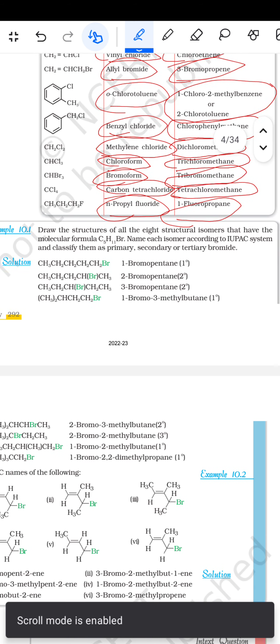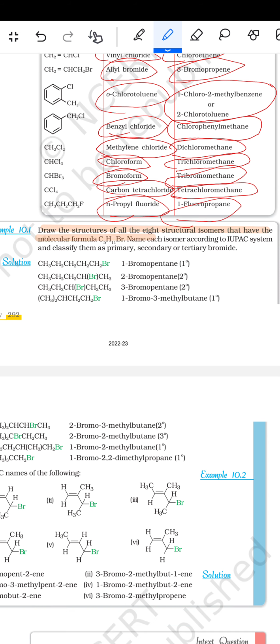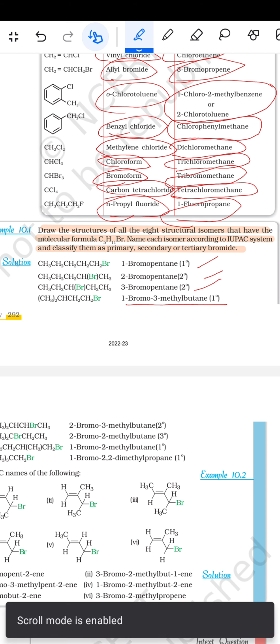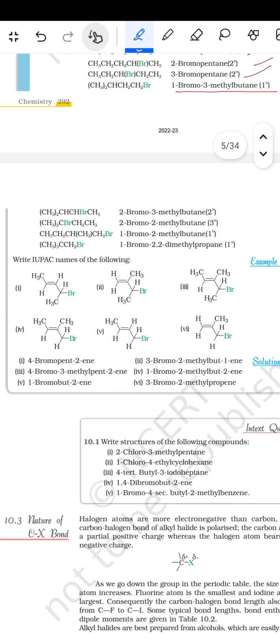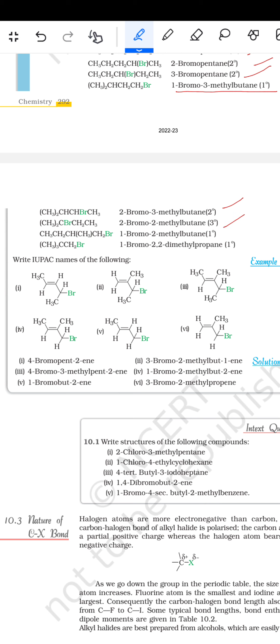Now draw the structures of all the 8 structural isomers that have the molecular formula C5H11Br. Name each isomer according to the IUPAC system and classify them as primary, secondary or tertiary bromide. So this is 1-bromopentane, this is 2-bromopentane, this is 3-bromopentane, and this is 1-bromo-3-methylbutane. Then this is 2-bromo-3-methylbutane, this is 2-bromo-2-methylbutane, this is 1-bromo-2-methylbutane, and this is 1-bromo-2,2-dimethylpropane.